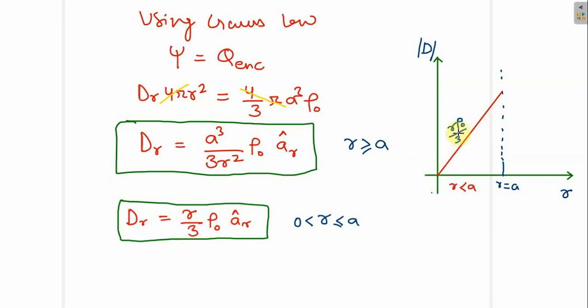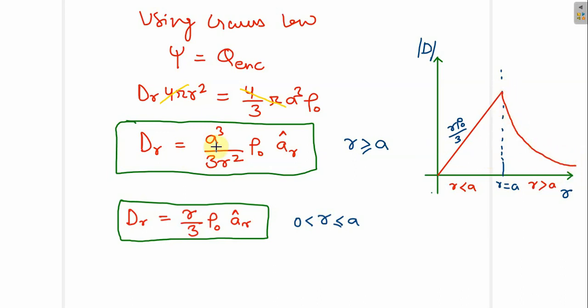Okay, and for r greater than a, if we see this relation, then this dr is inversely proportional to r square, is it not? So in this case dr is inversely proportional to r square, so the graph will be slightly curved and it will be decreasing like this. Let me draw it. So it is like this.